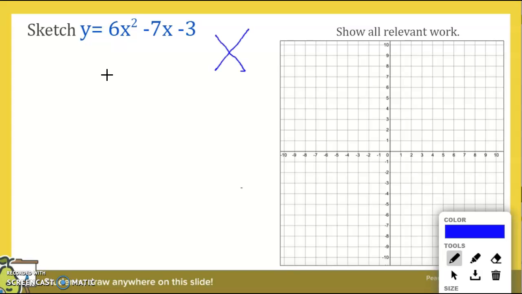Okay, 6 times negative 3 is going to be negative 18. The middle term is negative 7. So I'm looking for two numbers that multiply to negative 18 but add to negative 7. What are the two numbers that multiply to negative 18 but add to negative 7?